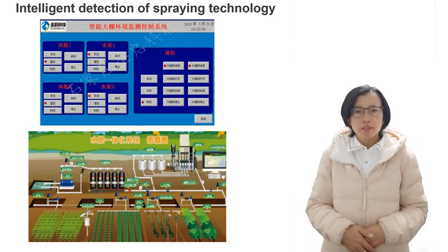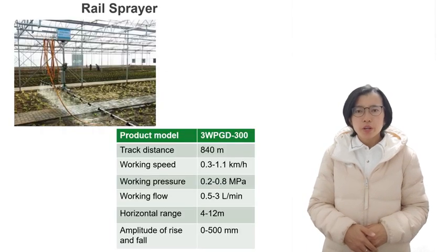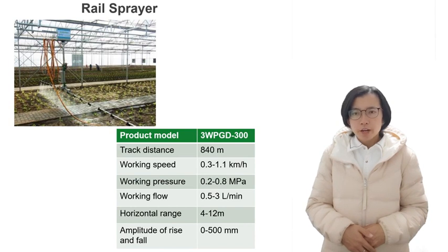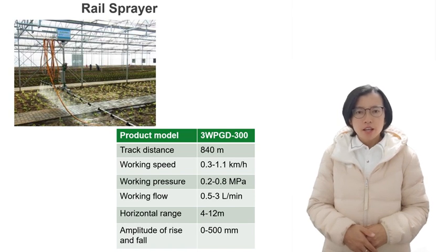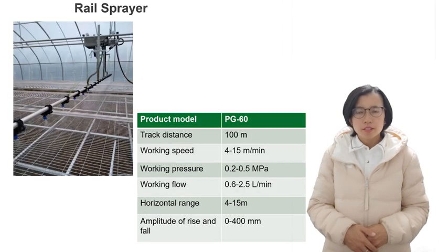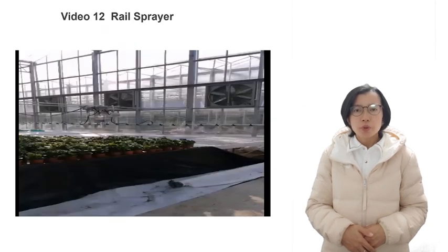It's very convenient. This is a reel sprayer. This kind of sprayer is very convenient for the greenhouse. The capacity is large and it is easily equipped in the greenhouse. This is also a reel sprayer. Let's see how the reel sprayer works in greenhouse. Let's watch this video.